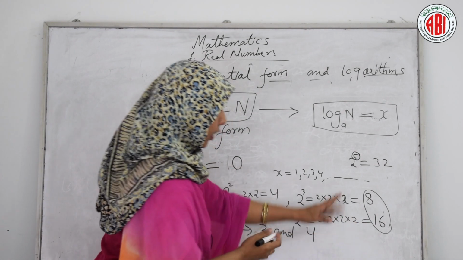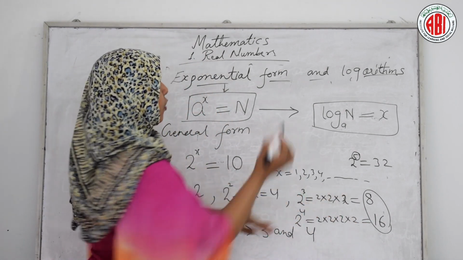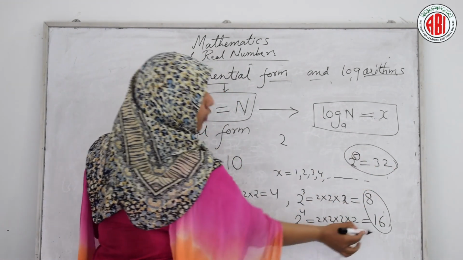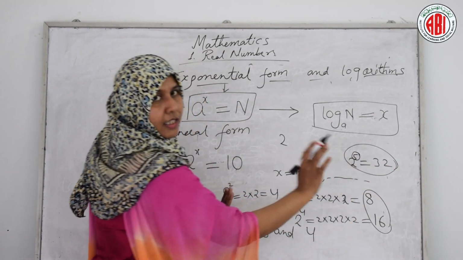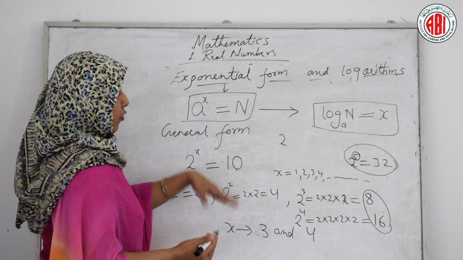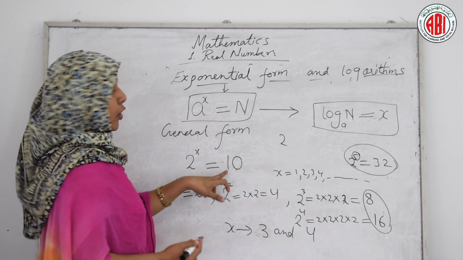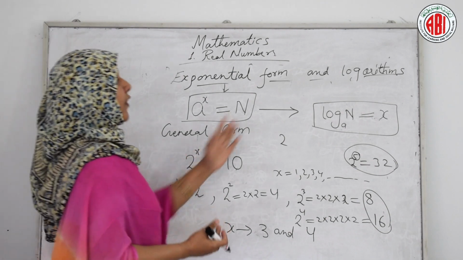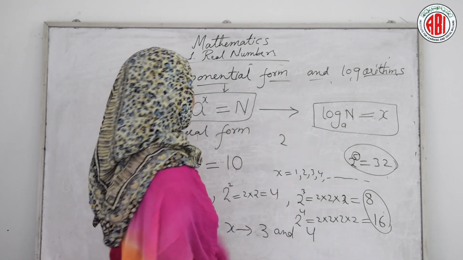Okay, if I take 5, what will I get? 2 to the power 5. I got 32 now. I don't want 32, I don't want 16, I don't want 8, I want 10. So what will be the value of x to get 10? This is an interesting question. To get these values only we are using the logarithms.